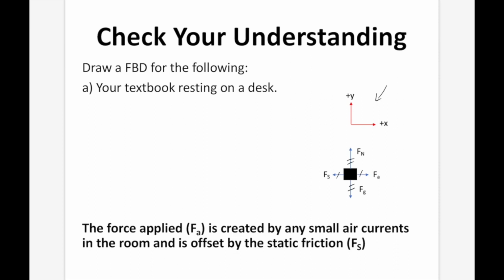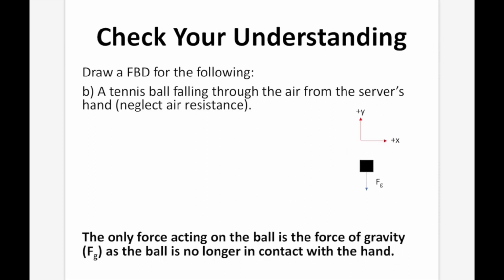That's why the book doesn't just slide small amounts here and there. B, a tennis ball falling through the air from the server's hand, neglect air resistance. The key here is falling through the air. It's not being pushed up anymore. So the only force acting on the tennis ball is FG, since we said neglect air resistance. We're saying up and to the right is positive, and there's our complete FBD.